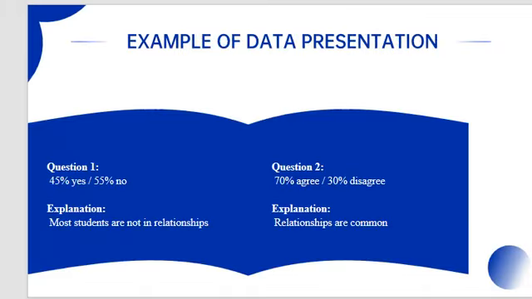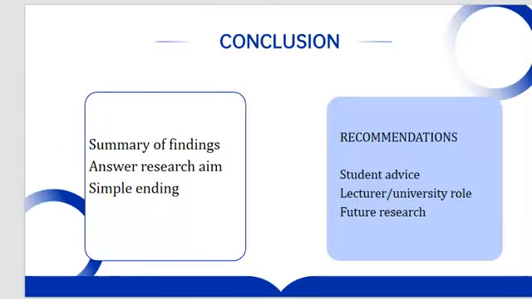Let us look at an example. For question 1, if 45% of students are in a relationship and 55% are not, you can say that most students are currently single. For question 2, if 70% agree that relationships are common in university, you can say that relationships are seen as a normal part of university life. This is how you should present. Always start with a percentage, then explain the meaning in simple words. Remember, clarity is more important than complicated language.